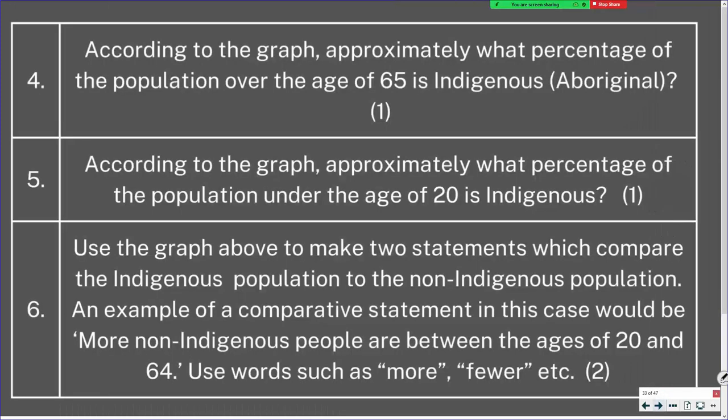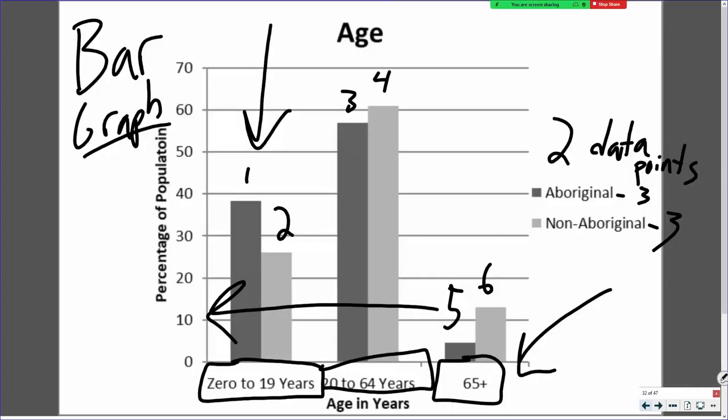And using the graph above to make two statements which compare the Indigenous population to the non-Indigenous population, an example of a comparative statement in this case would be more non-Indigenous people are between the ages of 20 and 64. Use words such as more and fewer. So there are more Aboriginal people in this category than there are in this category, right? Or you could use the most, right? You could use more, you could use more than. You're doing a comparison, right? More than, less than.